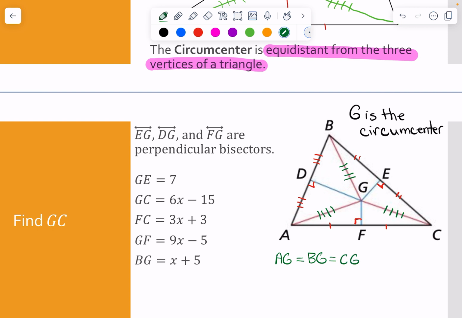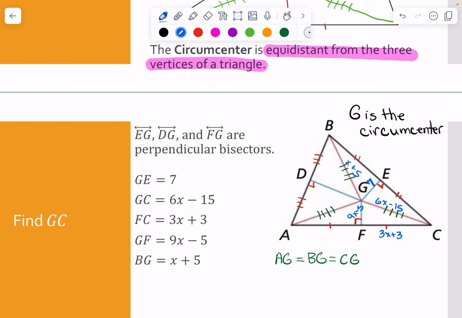Okay, now in this type of problem, the next thing we need to do is fill in what we know and what we don't know. So I'm going to start putting numbers in. It says GE is 7. It tells me GC is 6x minus 15. It tells me FC is 3x plus 3. And it tells me GF is 9x minus 5. And it tells me BG is x plus 5.